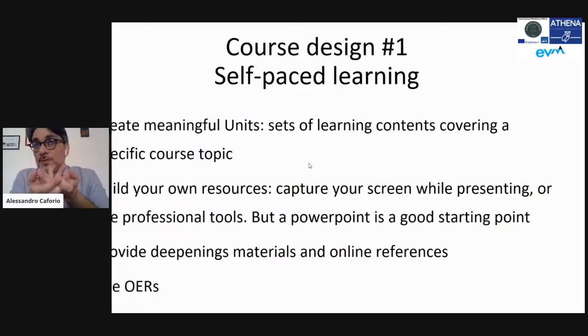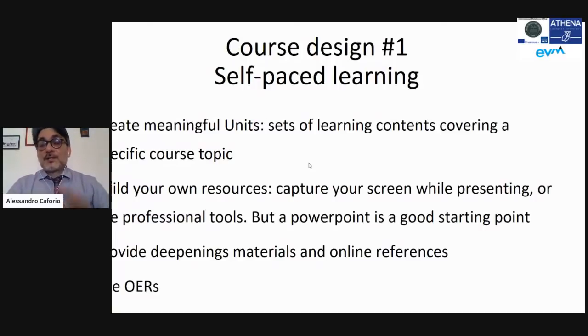The other thing is build your own resources. You don't need to have a professional camera, but you can start using a PowerPoint, capturing the screen and talking over the slides. And that will be your first video lesson. You can improve it, okay, but you have to consider that you are creating something that you can reuse. And in the next year, if we are going to be forced to do everything online, you will have a first set of resources made by yourself that you can start to reuse, to improve, to refine, creating your own library, your own content repository, useful also for the next classes.